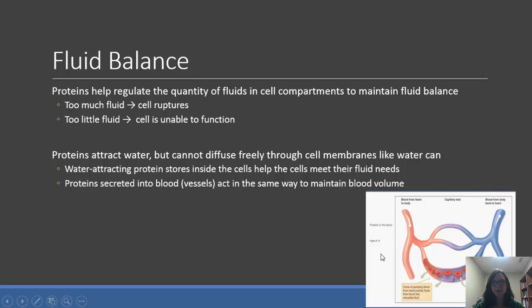You can see in this little graphic here, the pressure of pumping blood pushes fluids out of the blood vessel, but the proteins in the blood vessel and capillaries help to attract water back into the blood vessel in order to keep a constant volume.